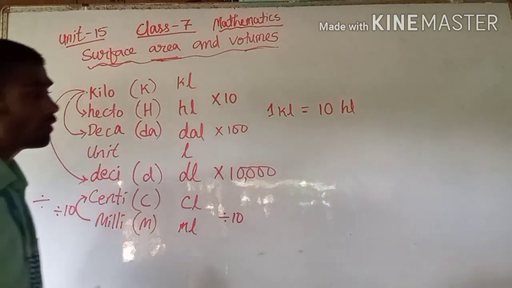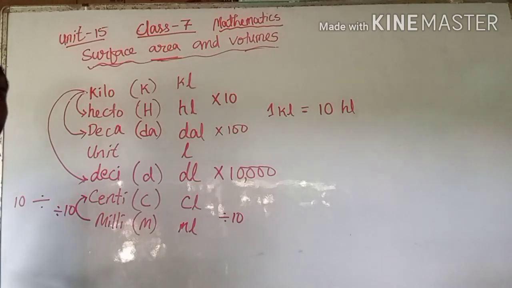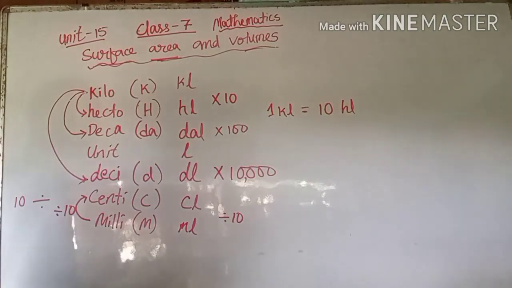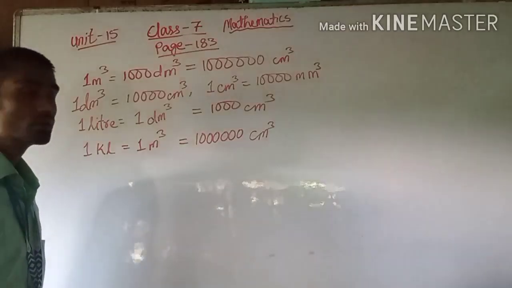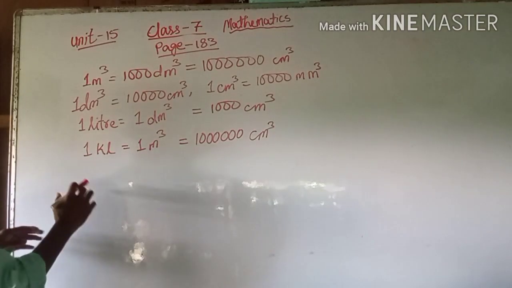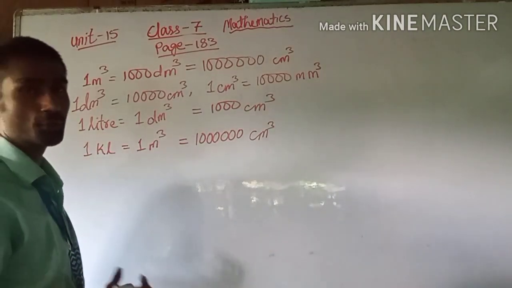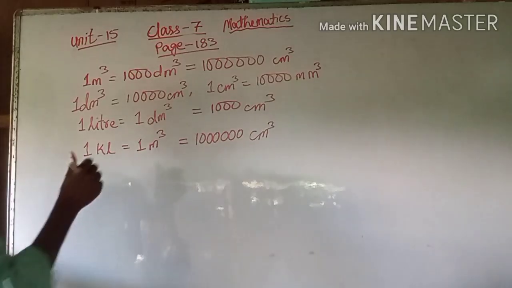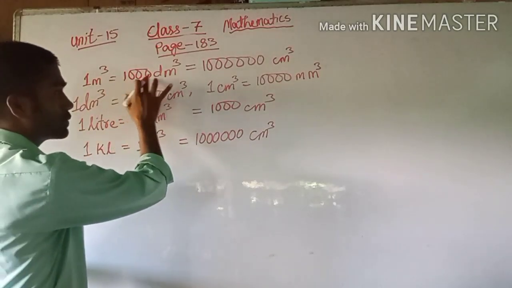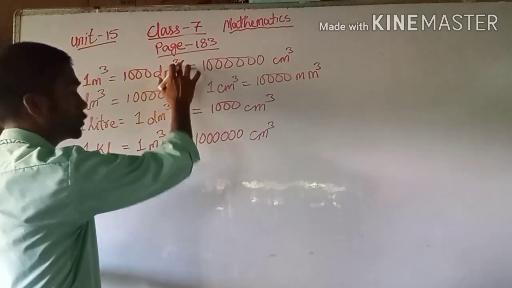Now, some of the units, again, that you can find in your textbook also, that is about cubic unit. So let us try to know about cubic unit now. Now, conversion of some units. Here we are going to discuss how we can convert those units. So 1 meter cube is equal to 1000 decimeter cube.